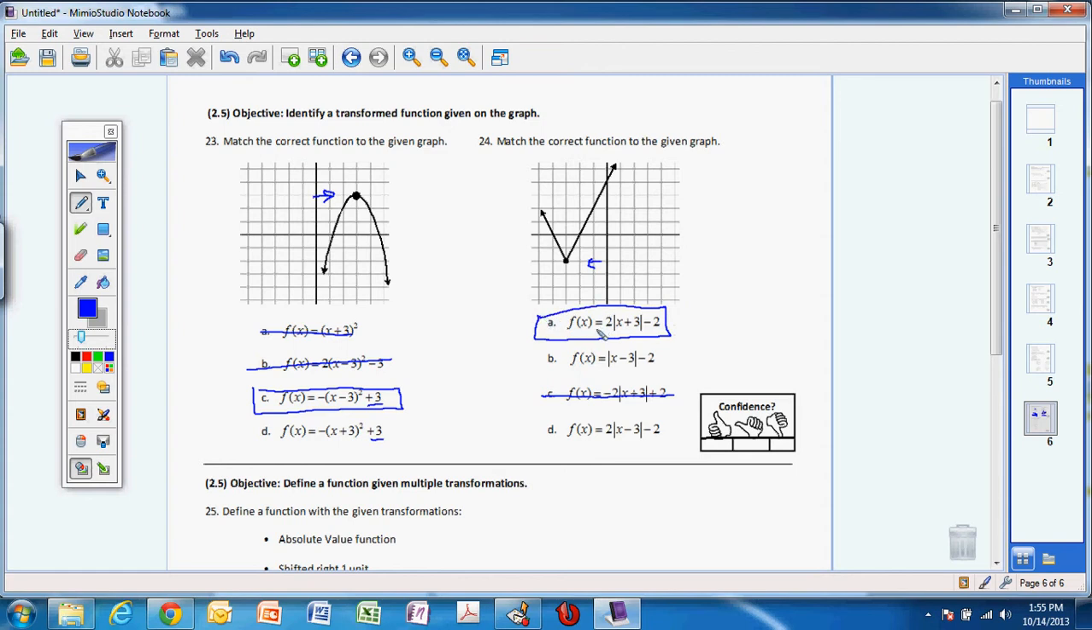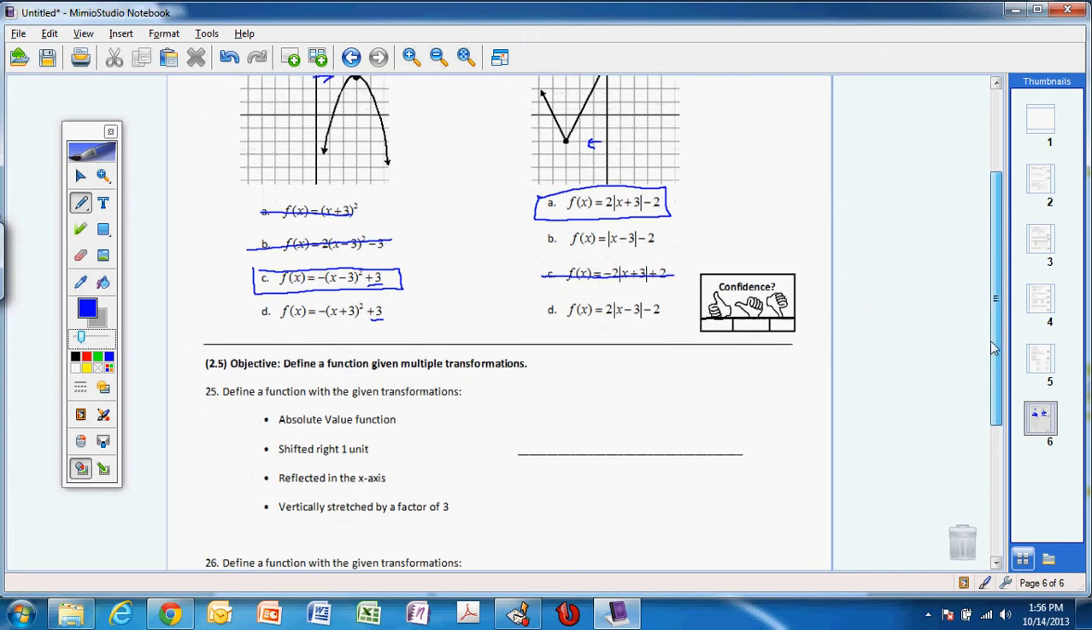And this actually still works because notice the 2 out in front tells me I'm being vertically stretched by 2. So normally you'd go over 1 and up 1, but I need to go over 1 and up 2. So A works perfectly for this. So A is the answer to number 24.